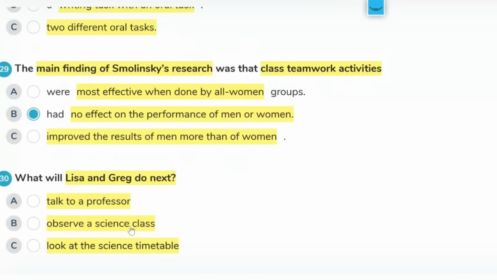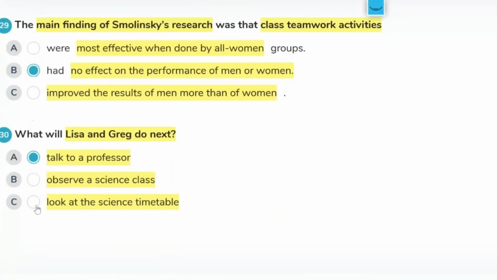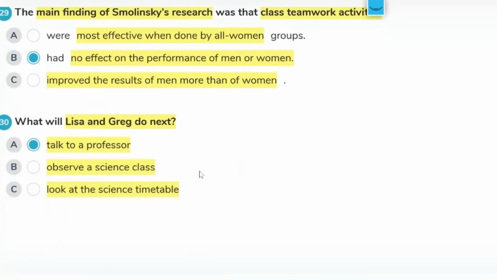All right. So the correct answer for question number 30 is actually A. Now I will tell you why A is correct, and why B and C are wrong, okay?